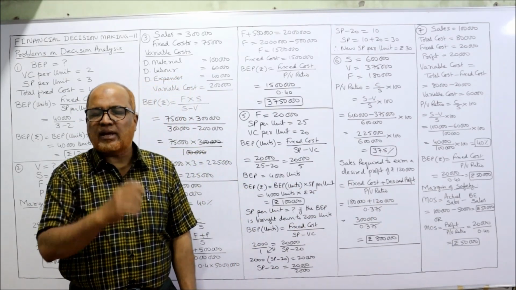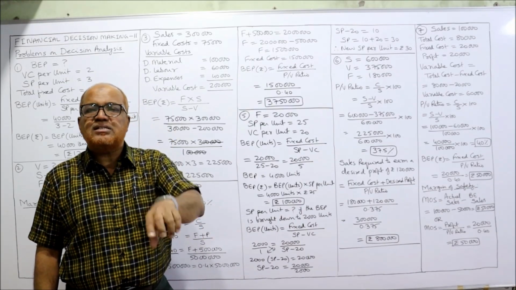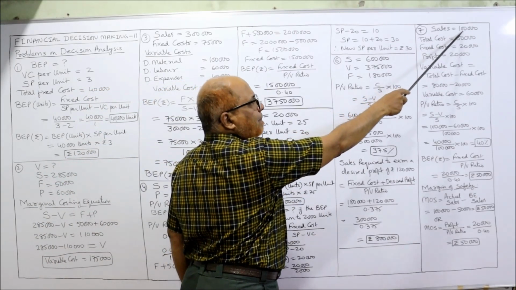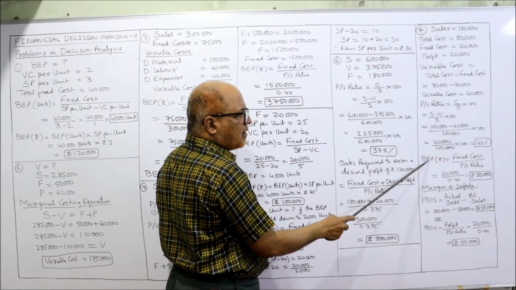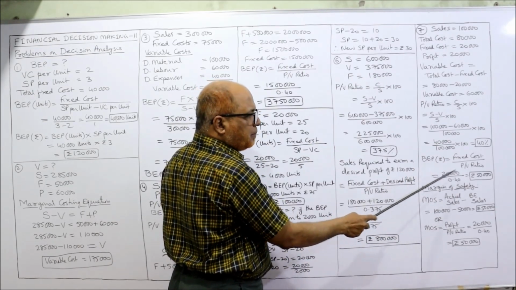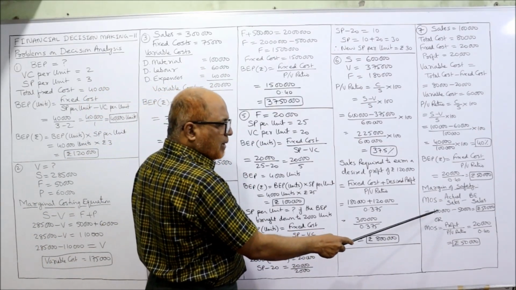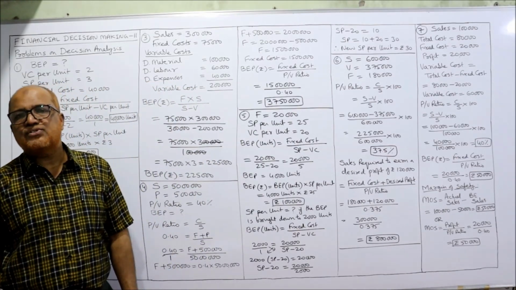Two formulas are there for calculating margin of safety. One formula, actual sales minus break-even sales. The actual sales are given, 1 lakh. Here 1 lakh. And break-even sales, just now we have calculated BEP, 50,000. This is the break-even sales. So 1 lakh minus 50,000 is 50,000. That is the margin of safety.